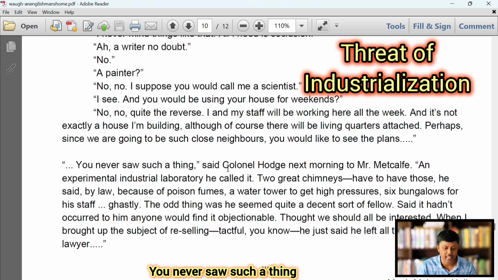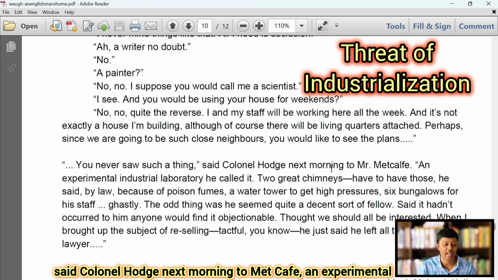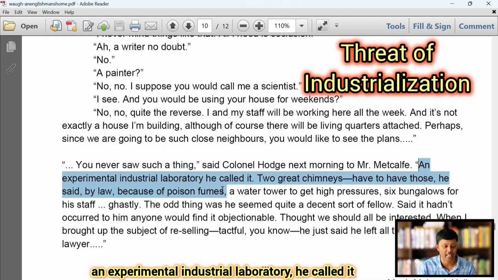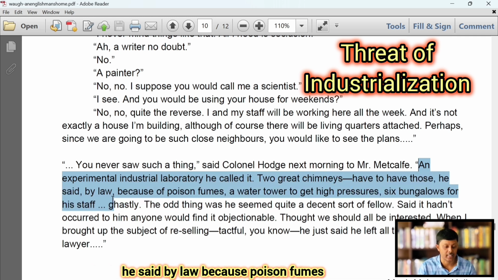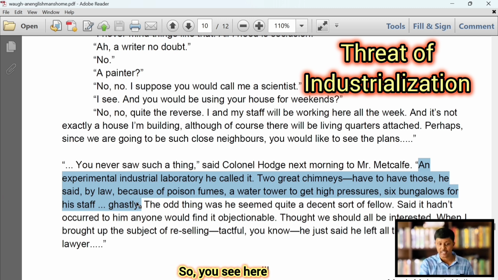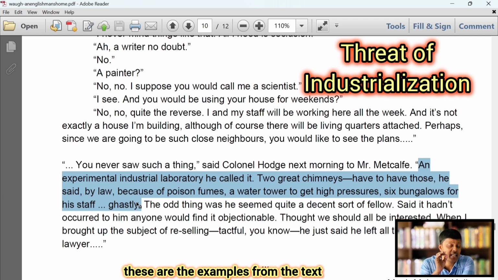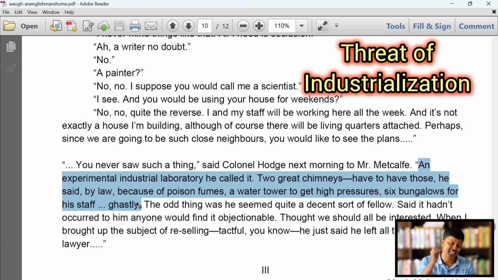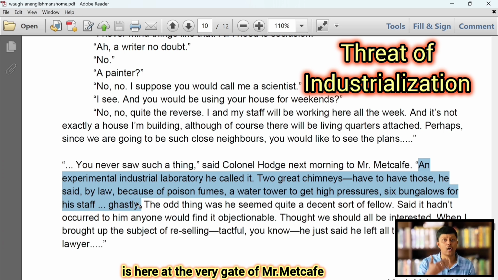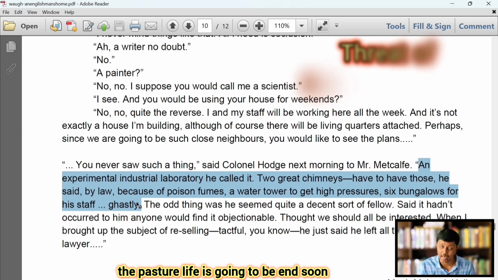"You never saw such a thing," said Colonel Hodge next morning to Metcalfe. "An experimental, look here very carefully, an experimental industrial laboratory, he called it. Two great chimneys, have to have those, he said, by law, because of poison fumes, a water tower to get high pressure, six bungalows for his staff, ghastly, and so on, and so on." So you see, these are the examples from the text which suggest that the threat of industrialization is here at the very gate of Mr. Metcalfe and the others in the villages. The pastoral life is going to end soon.